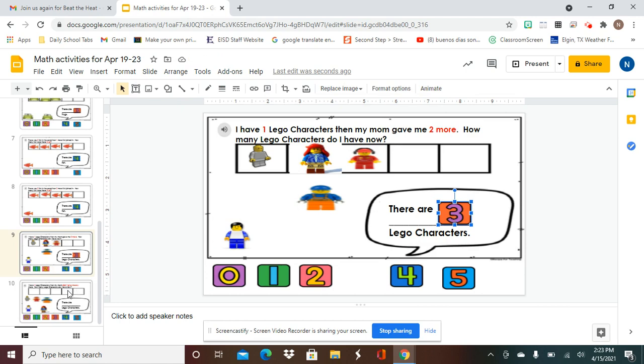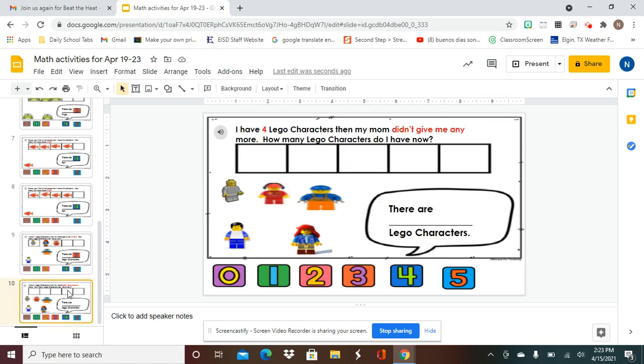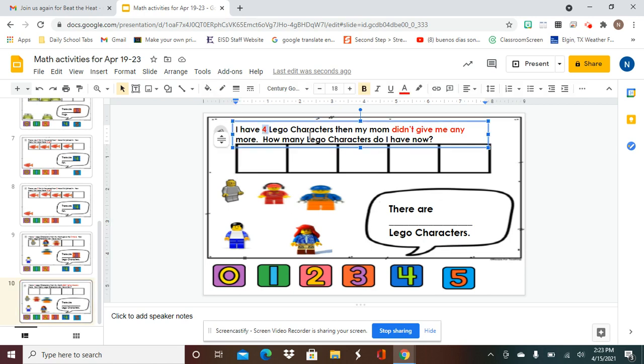All right. So now let's go to our second word problem. I'm going to read it and then we'll work on it. I have 4 Lego characters. Then my mom didn't give me any more. How many Lego characters do I have now? Okay, so how many did I have first? First, I had 4 Lego characters, right?